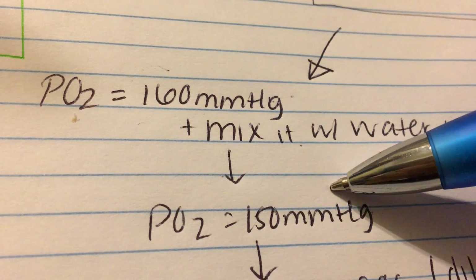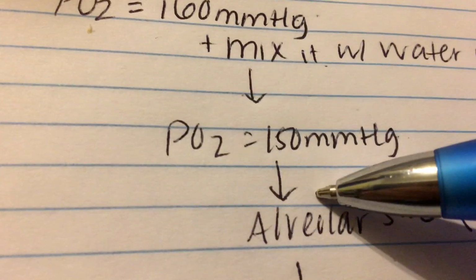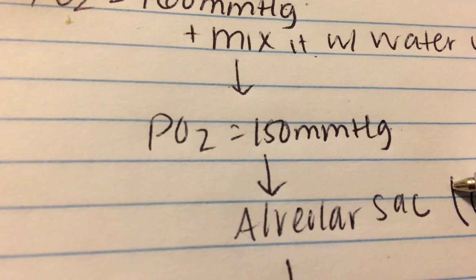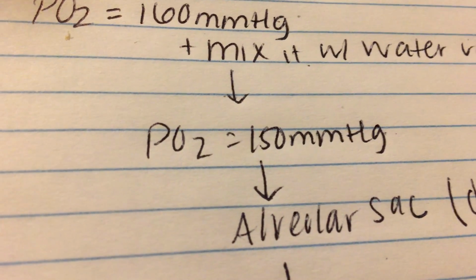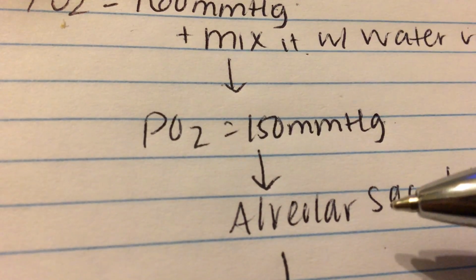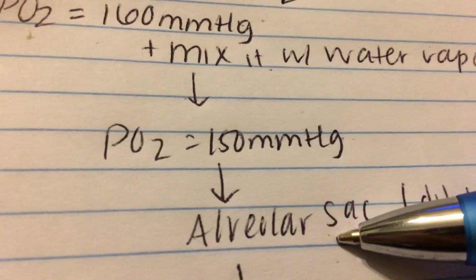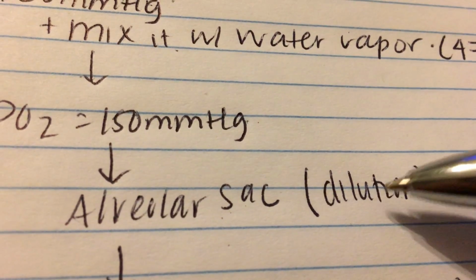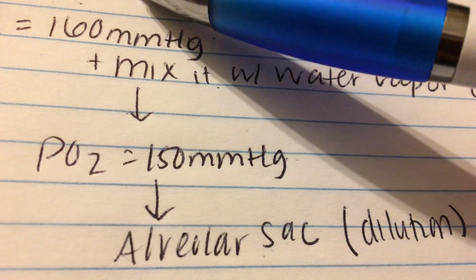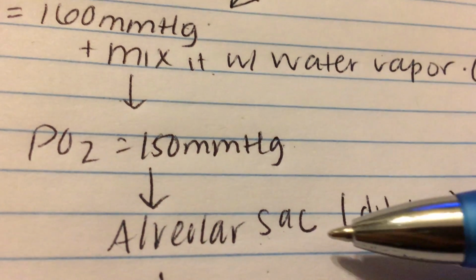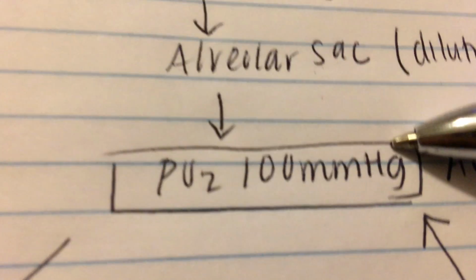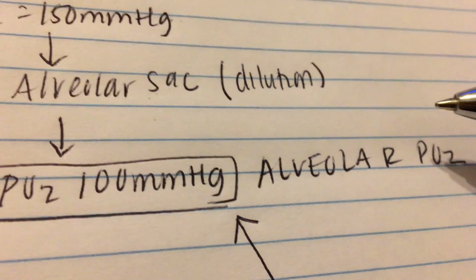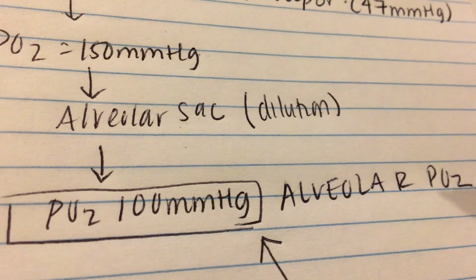Okay, so then from here, once it goes a little deeper into the lungs, right into the alveolar sac, where the arterioles are, you're diluting it even more because the alveolar sac has a ton of other gases in it, such as CO2, etc. So the alveolar sac represents a site of more dilution for this air. So we start at 160, we go down to 150 with water vapor, and in the alveolar sac it dilutes more, and it goes down to 100 millimeters of mercury. So that's the alveolar partial pressure of oxygen, right?